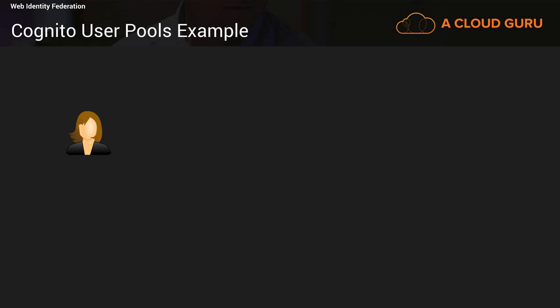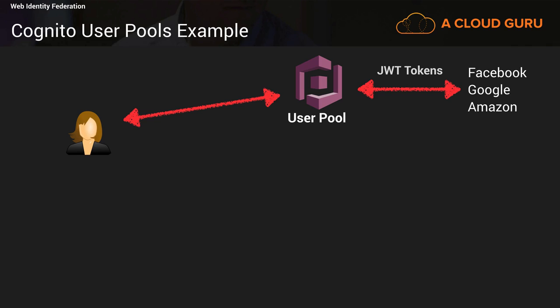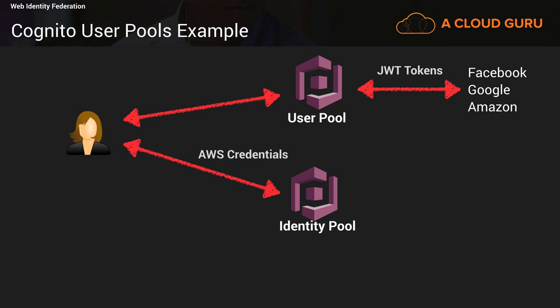So let's take a look at an example. We've got our user here, and the first thing she does is she logs in via Facebook and receives her JWT tokens. Then the Cognito identity pool exchanges the JWT token for AWS credentials. And these are temporary credentials which she can then use to access AWS resources.